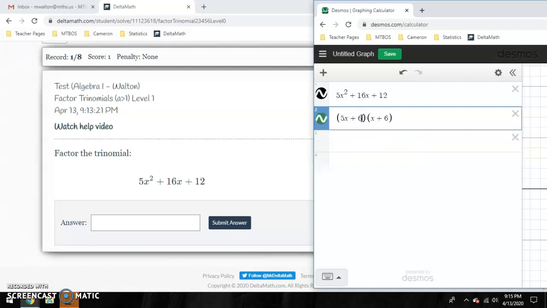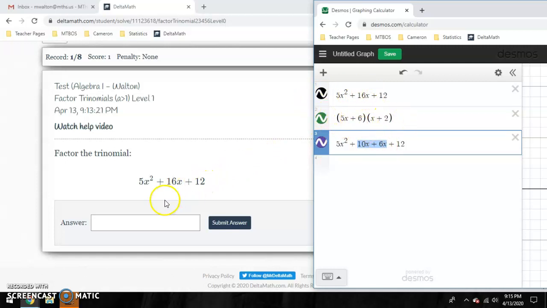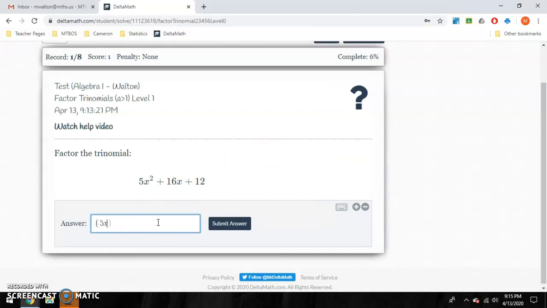Looking at this, if I flip this around, if I have a 6 and a 2, this looks good. This multiplies out to 12. If I were to multiply this whole thing out, 5x times x is 5x squared. 5x times 2 is 10x. 6 times x is 6x. And finally, 6 times 2 is 12. And when I combine those, a 10x and a 6x, that matches up with my 16x. So my final answer is 5x plus 6 times x plus 2.